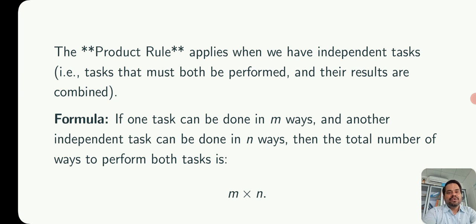Yes, so I repeat the statement of this product rule again. If one task can be done in m1 ways and another independent task can be done in n1 ways, then the total number of ways to perform both these tasks is given by m cross n, or m into n ways.